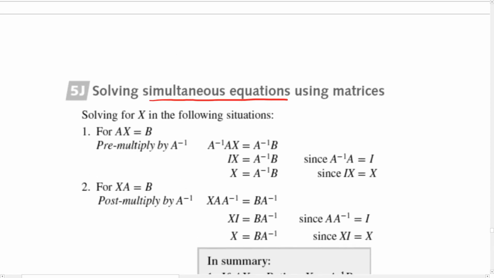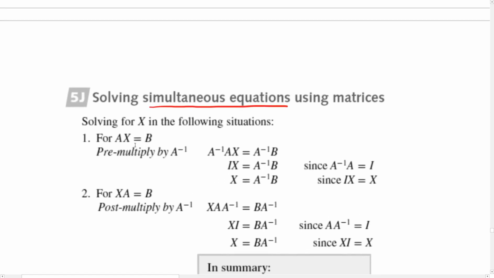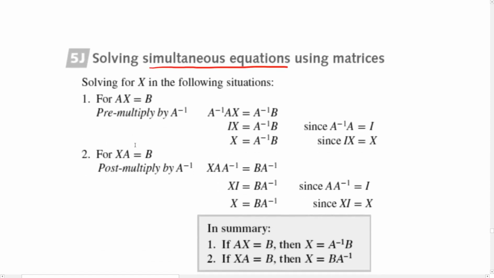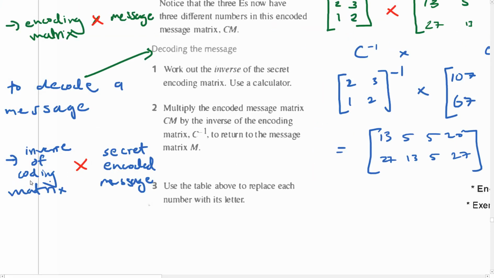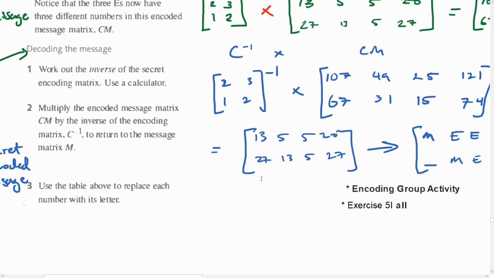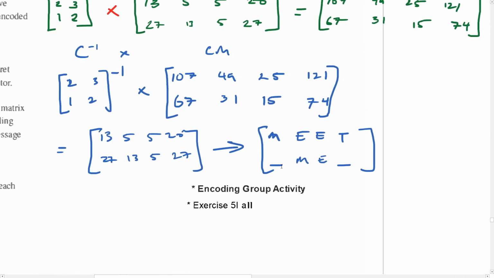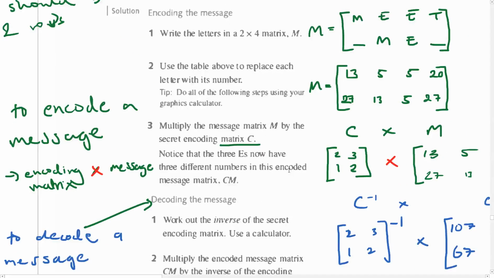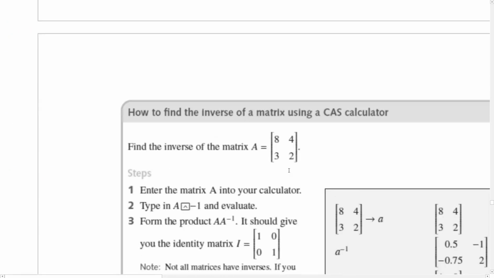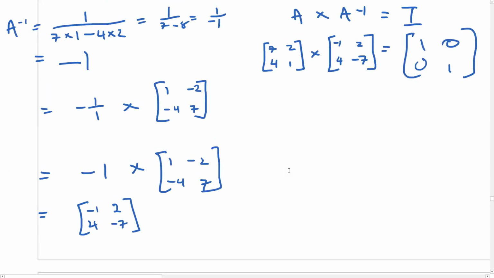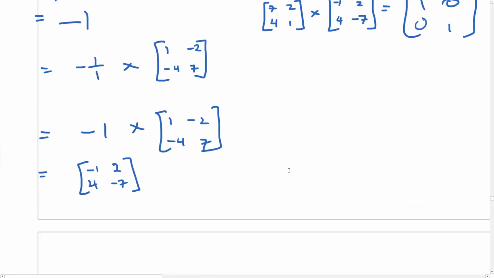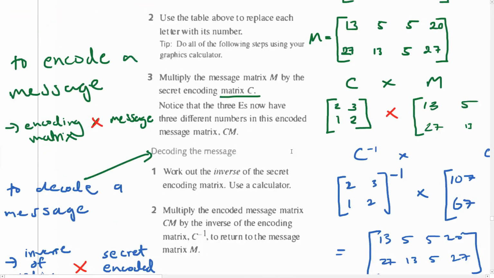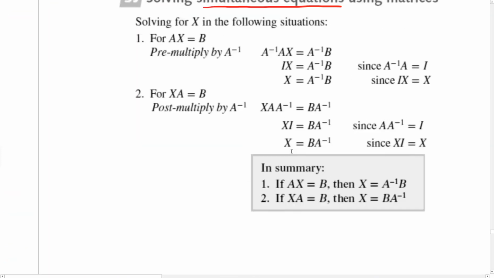If you look at 5H, 5I, we used inverse matrices there. For 5I we used it to decode a message. So you had to get the inverse of a matrix, and then you multiply it with the secret code, and it brings it back to that point. And in the previous chapter of 5H, we found out how to calculate an inverse matrix. And think of an inverse matrix, remember, as the opposite of a matrix of itself.